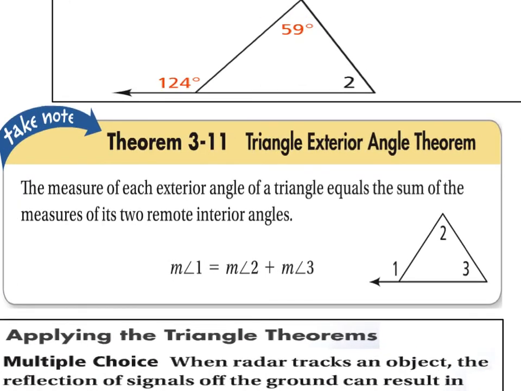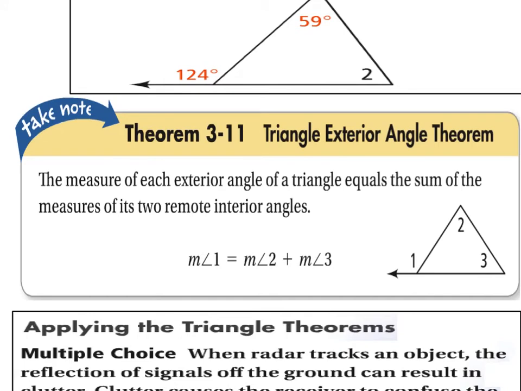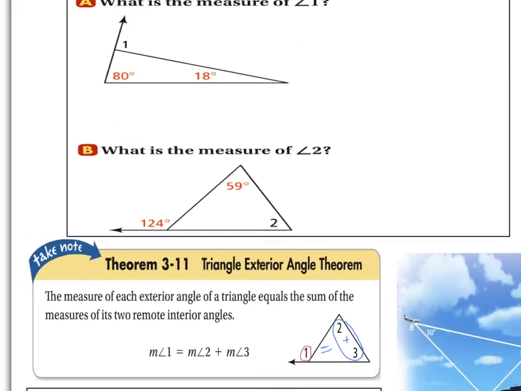The triangle exterior angle theorem says the measure of each exterior angle of a triangle equals the sum of the measures of its two remote interior angles. So angle 1, the exterior angle, is equal to the two inside angles added together: angle 1 equals angle 2 plus angle 3. It's an important one that you're going to use, especially on these examples.